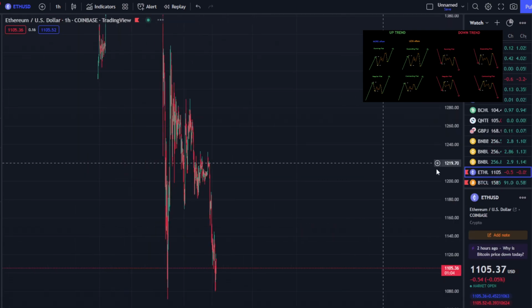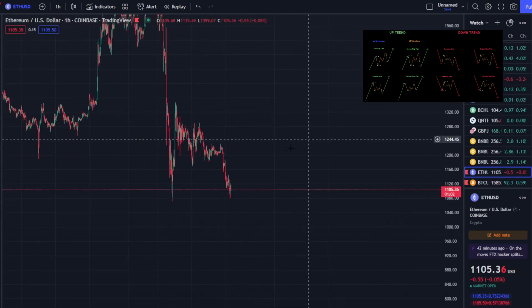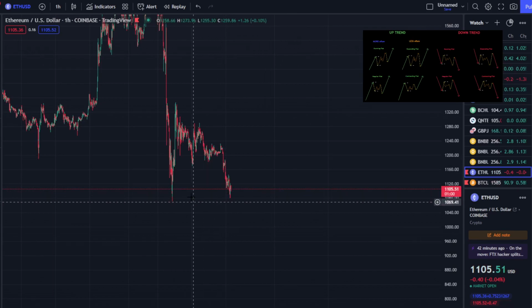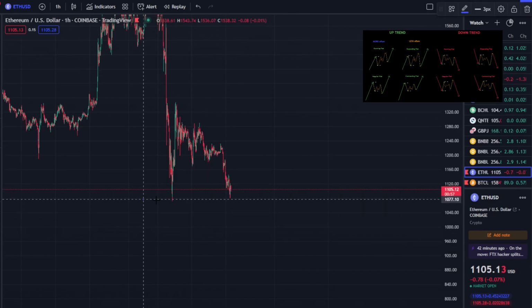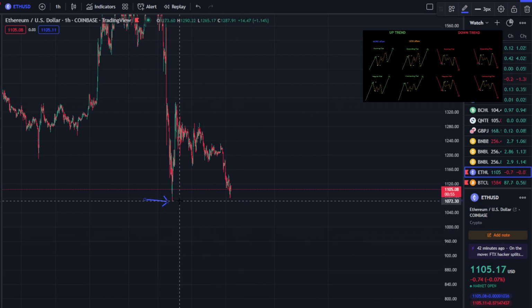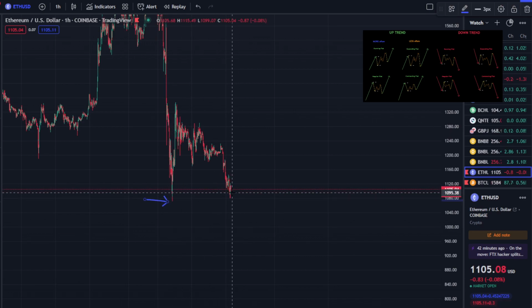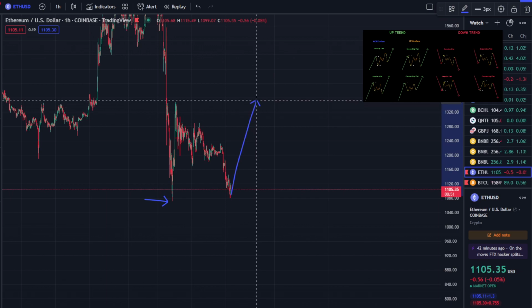Now Ethereum. Ethereum is different. I was not expecting it to go down that much, and since it went down that much, but we didn't break the low, that's good news. We'll wait for that to come up, break the top, and then come back down.